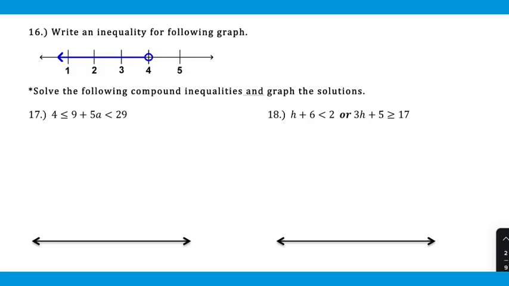16, we need to write an inequality for this. The circle represents x, right? And then we can say what the circle means. The circle cannot be 4, but it can be less than 4.